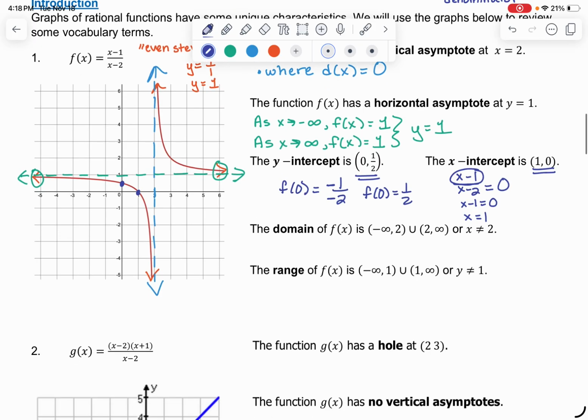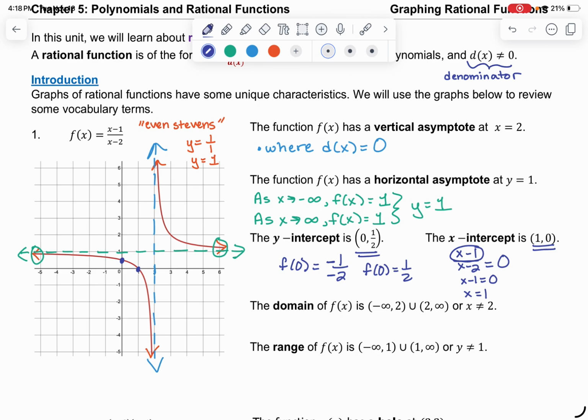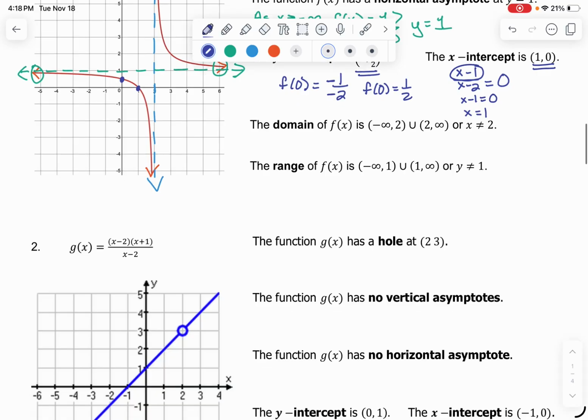And then the range, notice that y never equals 1. So same thing, -infinity to 1 or 1 to infinity. If you're going to use inequalities, make sure you say y cannot equal 1 because we're referring to the y values there. Okay, so this is a pretty basic rational function. We have one vertical asymptote, one horizontal asymptote, and then we have the intercepts.